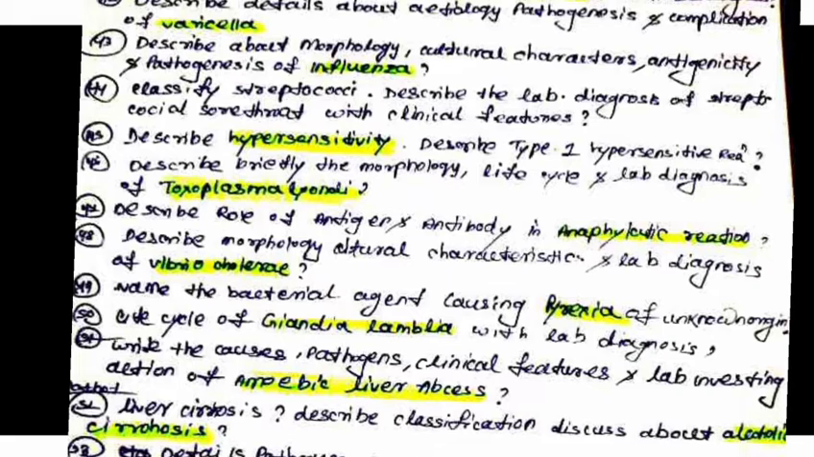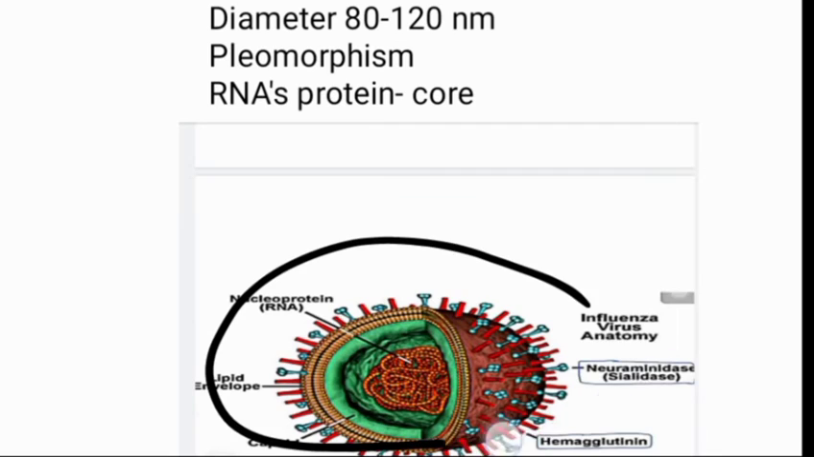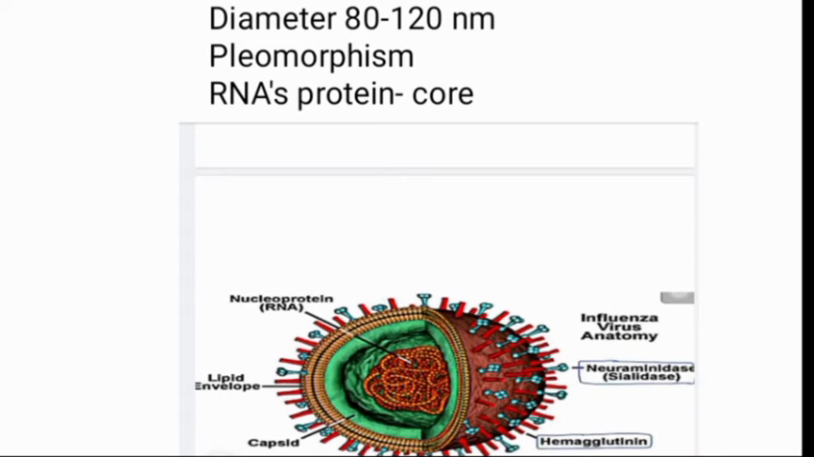Now what is the morphology of influenza virus? You can see in this view the influenza virus. It has four components we should remember. One is the nucleoprotein, that is RNA, surrounded by a lipid envelope, and there are spike-like structures which come in two colors. One is blue, another is red; red is the hemagglutinin, and blue is the neuraminidase, a protein which helps in the invasion of the influenza virus inside the body. Then the capsid. This is all about the picture view.